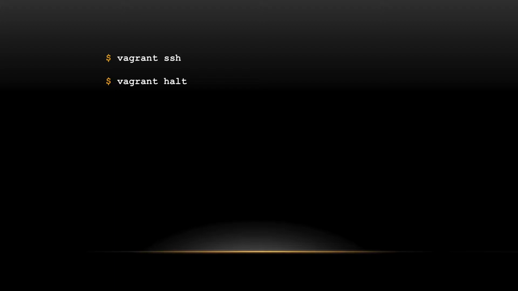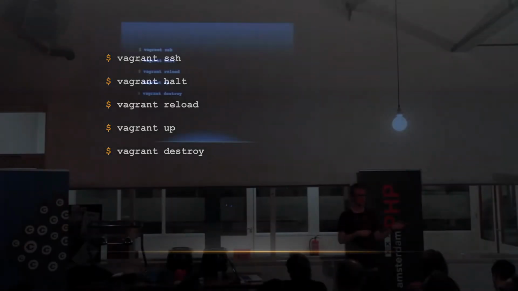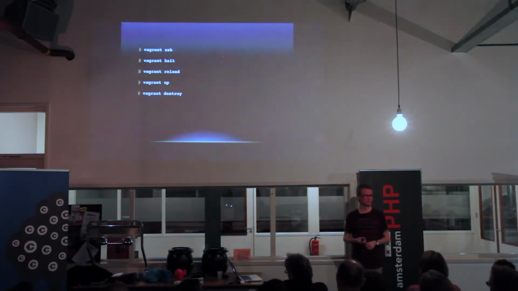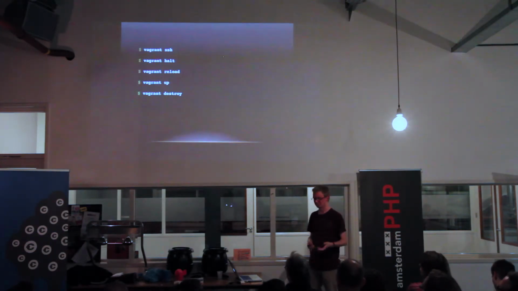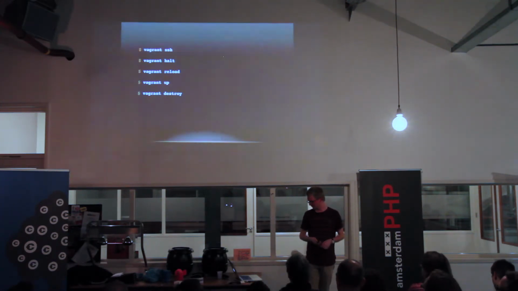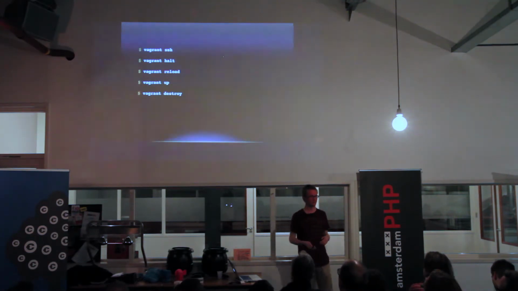We have Vagrant halt if you want to halt the machine, so just stop it. Vagrant reload does the halt and up, so it halts it and it brings it up again. May come in handy if you change something in the Vagrant file and want to do the port forwarding stuff again. Vagrant up, and a Vagrant destroy if you want to get rid of your box completely. So if you want to clean up some disk space or build the box anew, something like that. And that's what Vagrant does for you. It can do lots more, but this is the basic stuff.